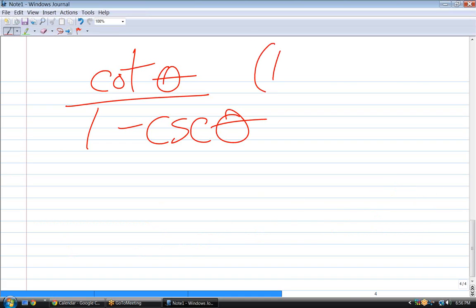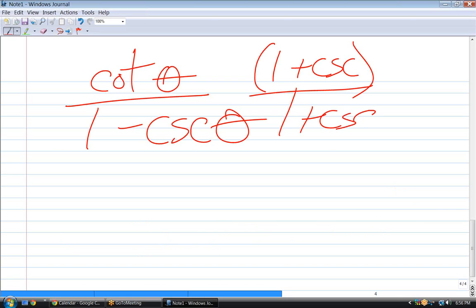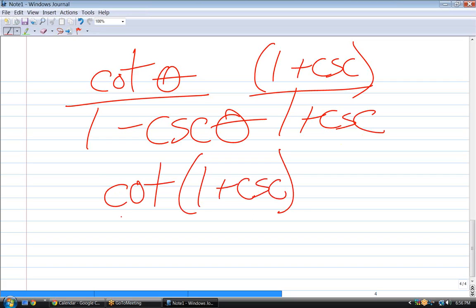Let's see what happens if we do this. So this produces in the numerator cotangent times 1 plus cosecant, and in the denominator 1 minus cosecant squared, which is negative cotangent squared. Now I can cancel that with that.